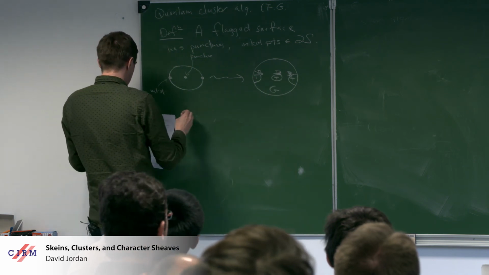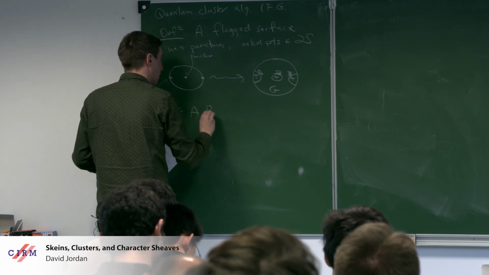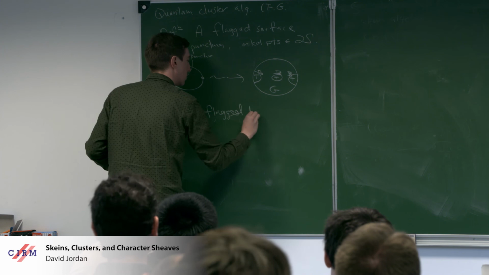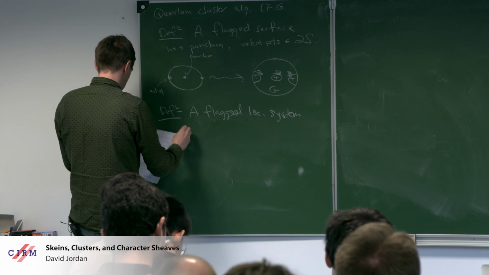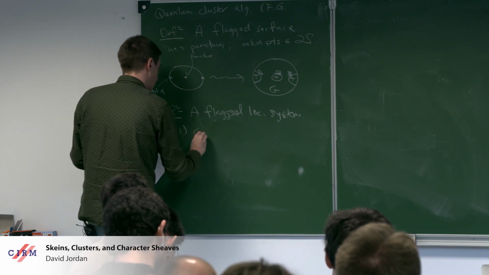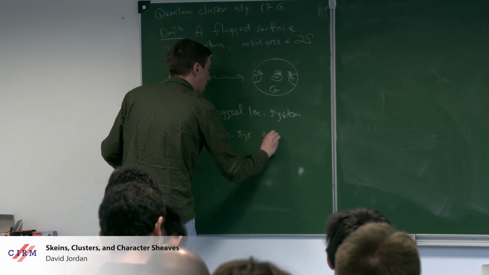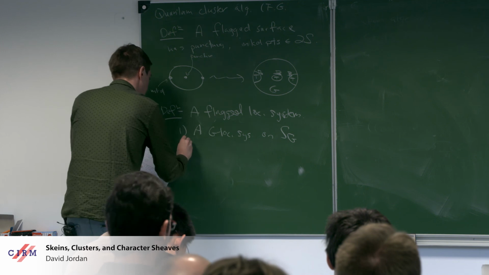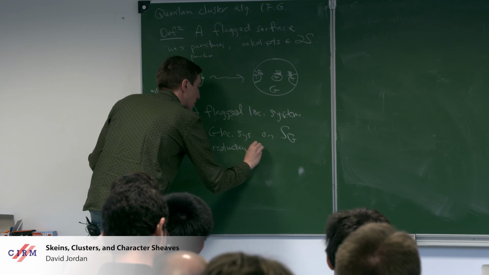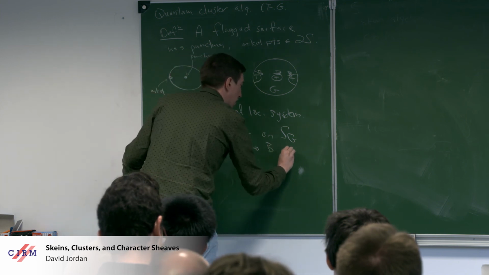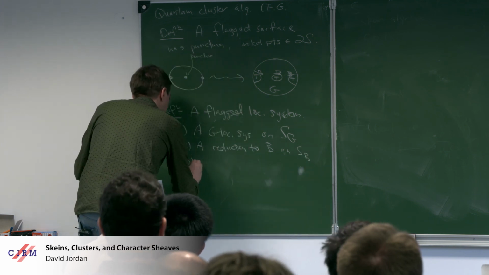Okay, and then there's a flagged local system. So it is 3 pieces of data. So a G local system on the bulk, the part labeled by G, a reduction to the Borel on the part labeled B, and a T framing.